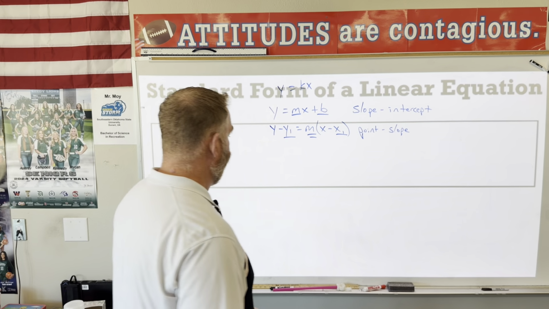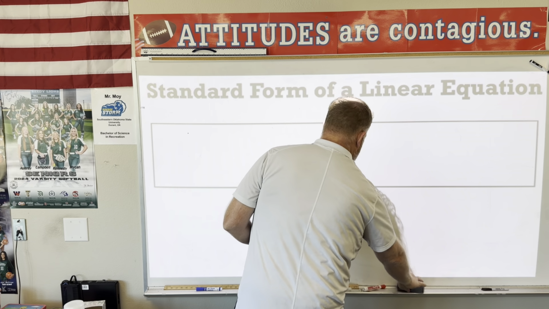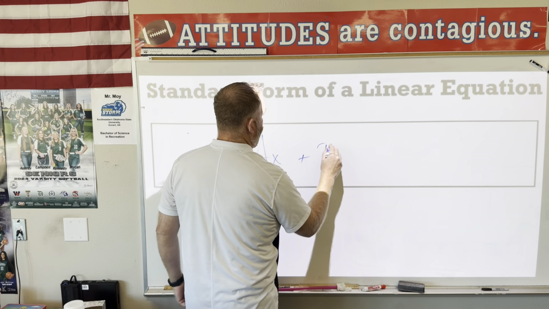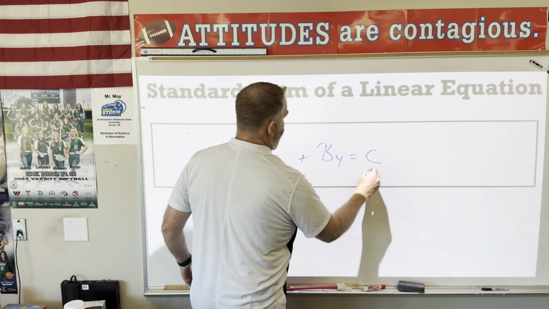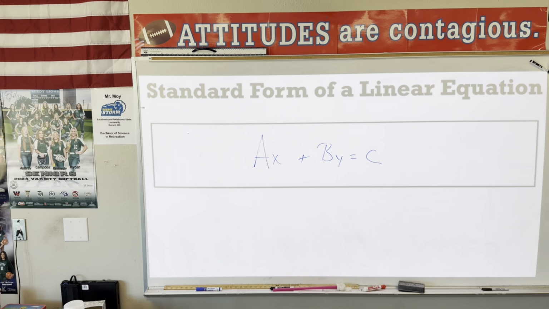Standard form of an equation. Let's do it. Here is standard form: AX plus BY equals C. I'll explain what that means in just a second. I'm going to let you write that down. AX plus BY equals C.